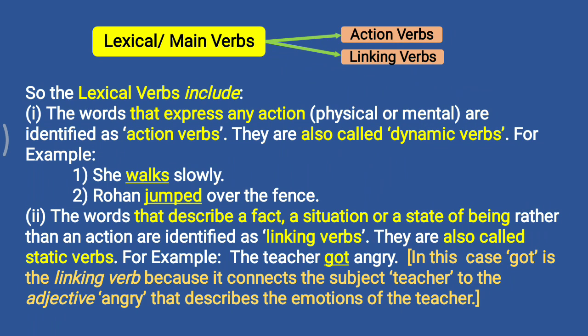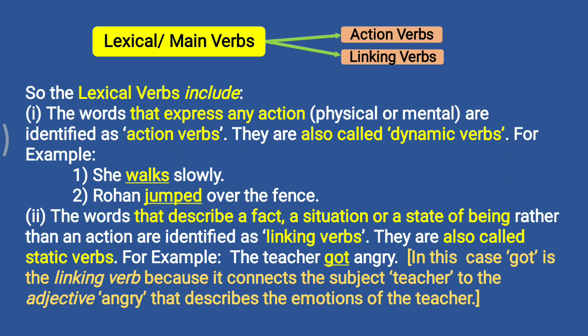Again, lexical verbs can be classified into action verbs and linking verbs. First of all, action verbs. The words that express any action, whether it is physical or mental, are identified as action verbs. They are also called dynamic verbs. For example, she walks slowly. Rohan jumped over the fence. In both of these sentences, walks and jumped show an action. So, these are action verbs.